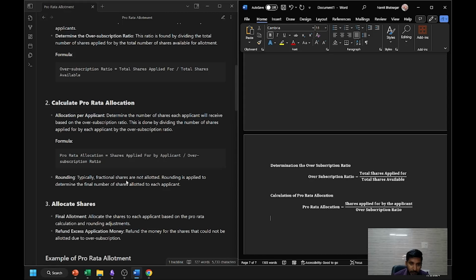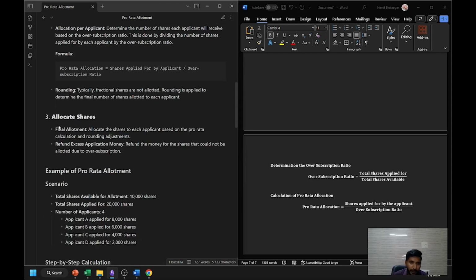Rounding. Typically, fractional shares are not allotted. So if there is a fraction or a decimal, that will not be allotted. Rounding is applied to determine the final number of shares allotted to each applicant. Then you go for rounding. Then the third step is to allocate the shares. Final allotment: allocate the shares to each applicant based on the pro rata calculation and the rounding adjustments. And refund the excess application money. If there is any excess application money, then you shall refund it. Refund the money for the shares that could not be allotted due to oversubscription.